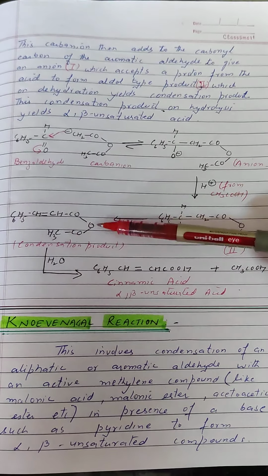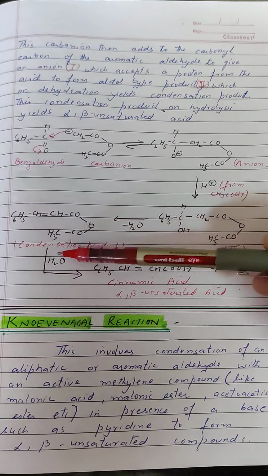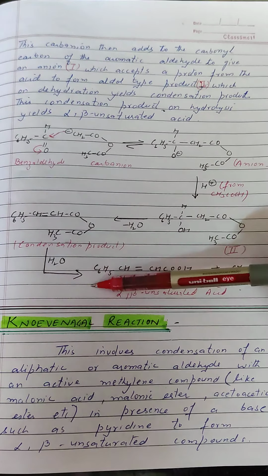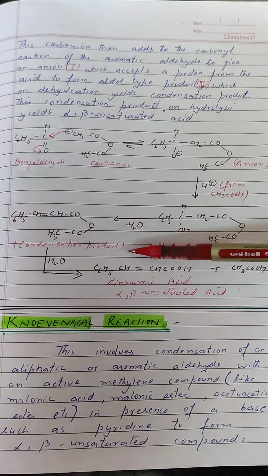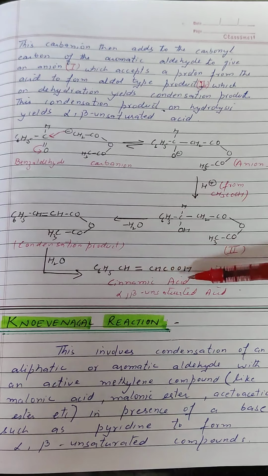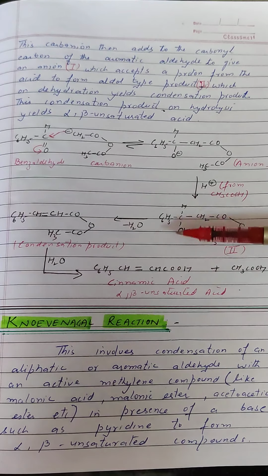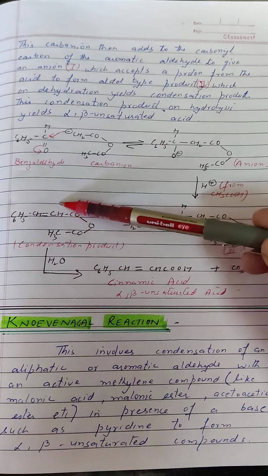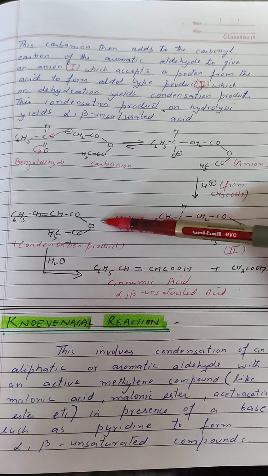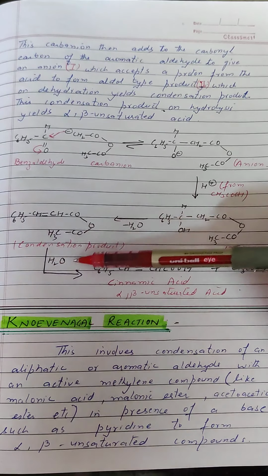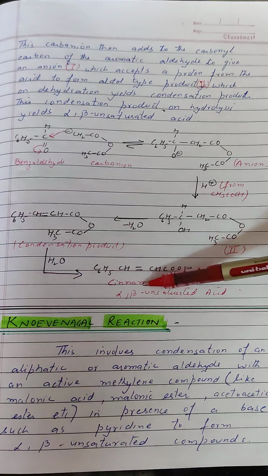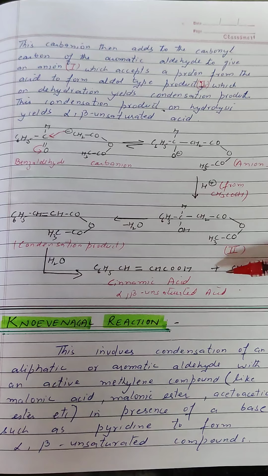Now the final condensation product then undergoes hydrolysis in presence of mild acid and this results in the formation of cinnamic acid, the alpha beta unsaturated carboxylic acid. Here by the hydrolysis, the anhydrides are known to give the carboxylic acid. So here the hydrolysis of the anhydride portion is done and you get cinnamic acid as the main product along with acetic acid. So this is about the Perkin reaction.